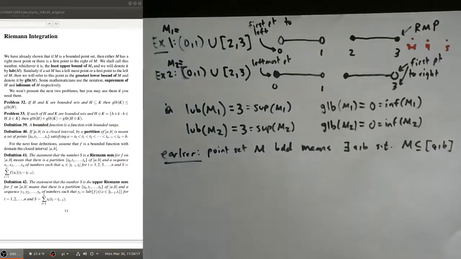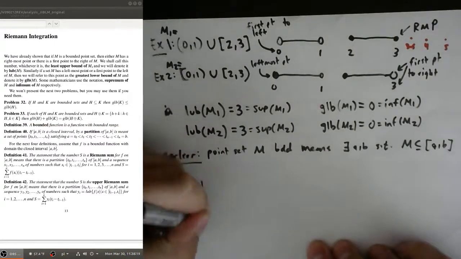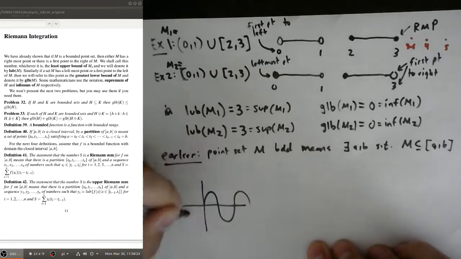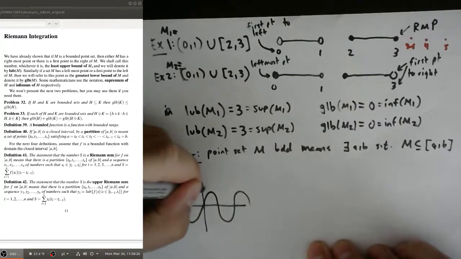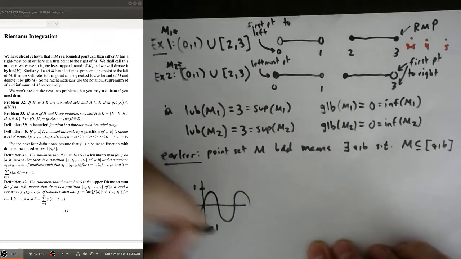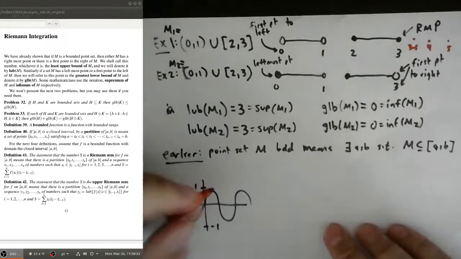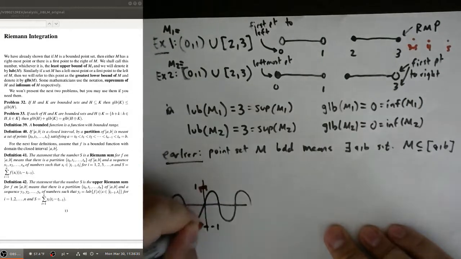So, if I had a function like the sine function, it does some wiggly thing, right? The range of the function is on the y-axis here, and it's between -1 and 1.